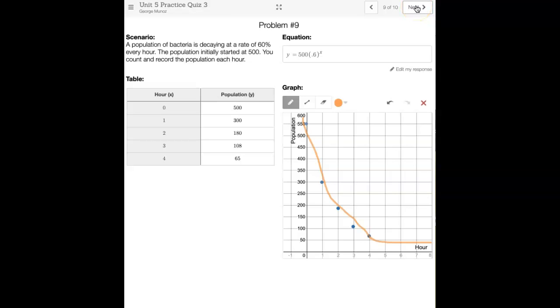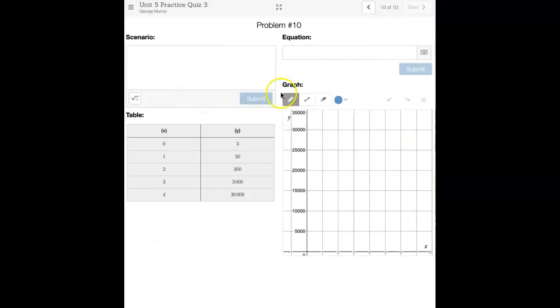And go to slide number 10. Let's see, so slide number 10 only gives me a table. I'm supposed to write the equation. I can see the initial value here is 3. The rate of change, let's see, 0, 1, 2, 3, 4. So these are consecutive, which means outputs are also consecutive. It goes 3, 30, 300, 3,000, 30,000. This one's not too bad to figure out. 3 times 10 is 30, times 10 is 300, times 10. It's multiplying by 10. So it's definitely exponential.